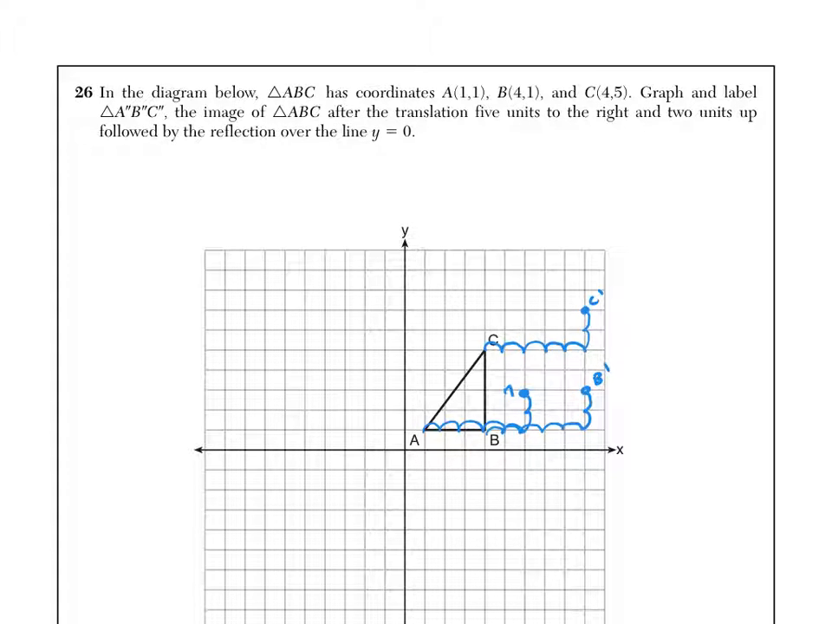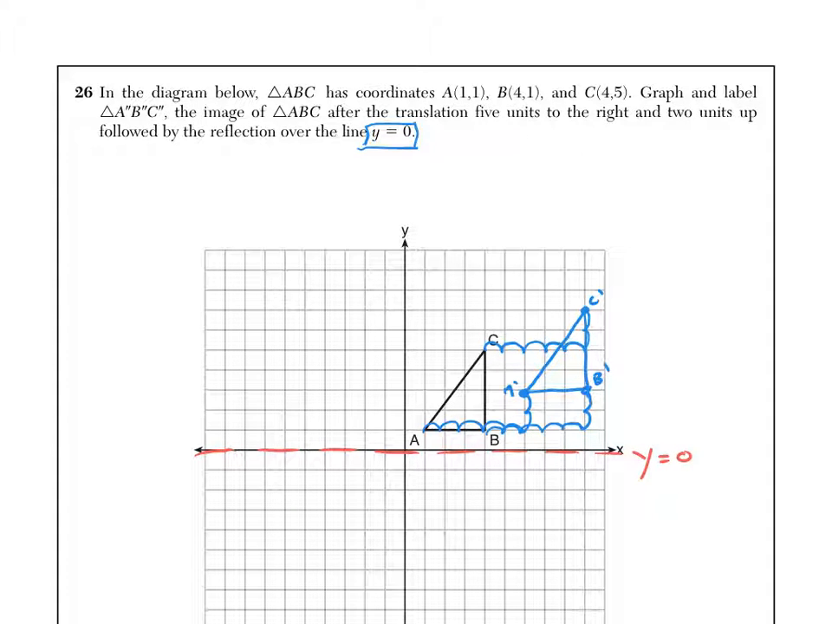1, 2, 3, 4, 5, 2 up. And that's A prime. Now, most people are able to do this perfectly. This doesn't give too much trouble. But the next part says reflect over the line y equals 0. And remember, anything y equals is a horizontal line. So the line y equals 0 is actually this line right here. That's mistake number 1. This is y equals 0.